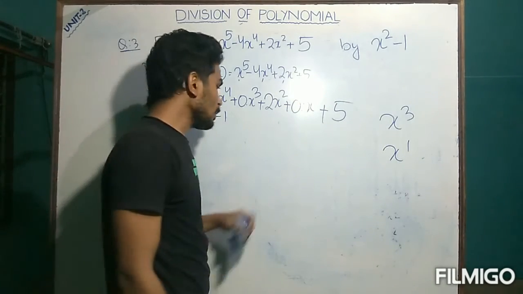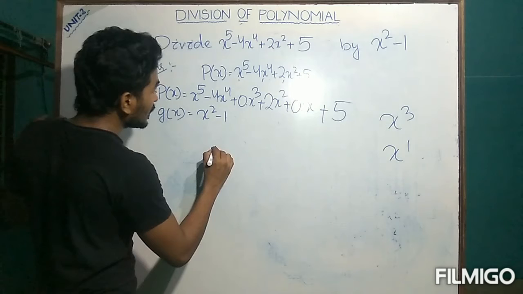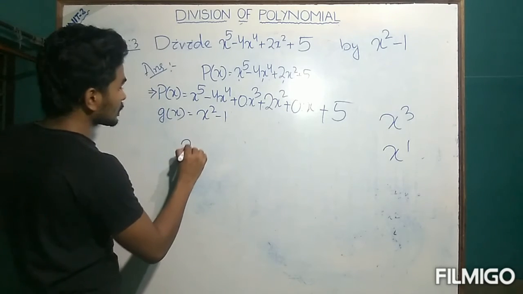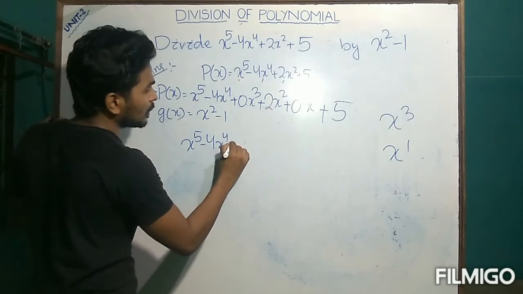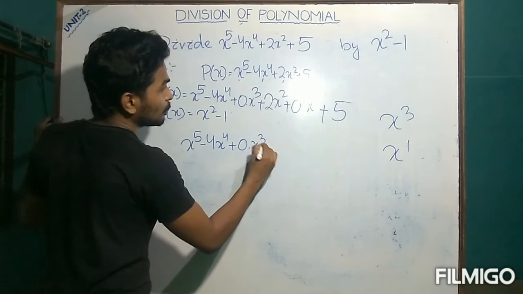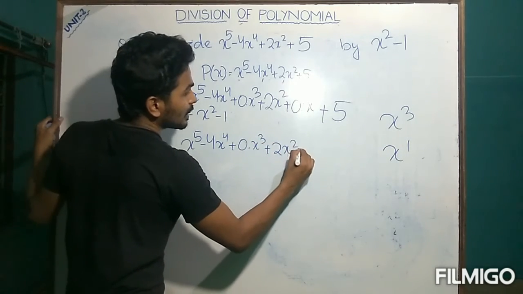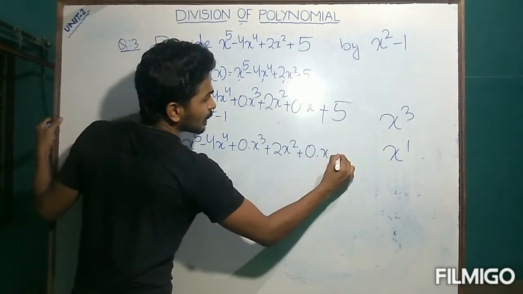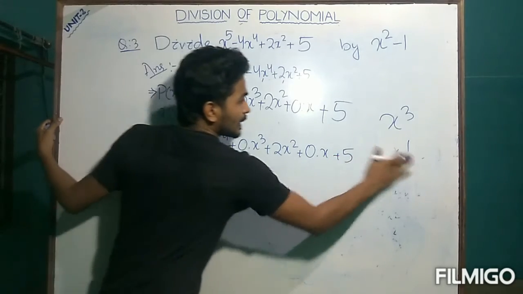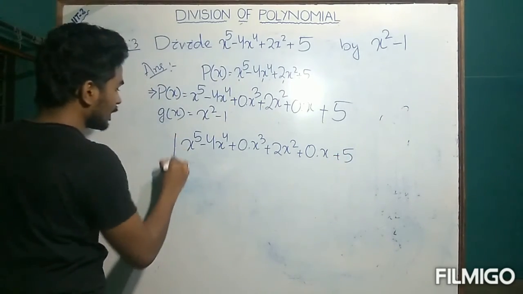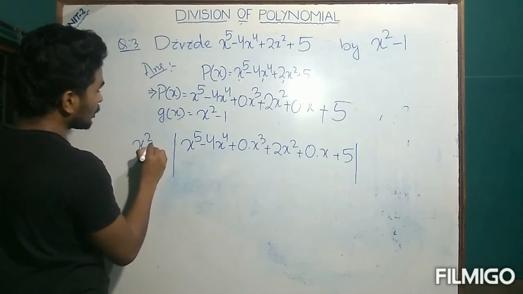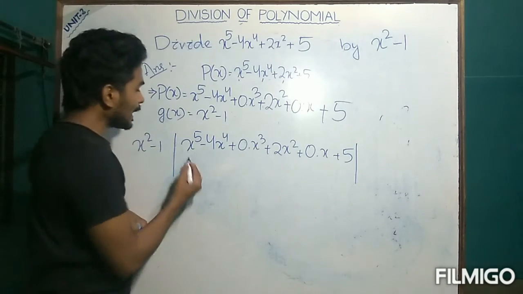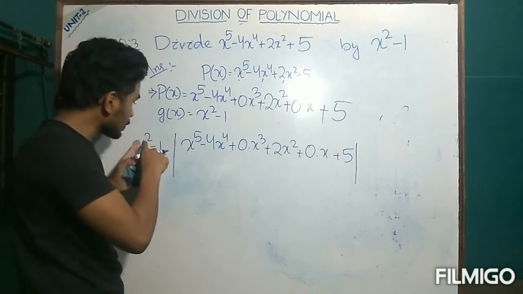Okay. So now let us perform the division. Okay. So x to the power 5 minus 4x to the power 4 plus 0x cube plus 2x square plus 0x plus 5. Okay. This is the dividend. It's divided by x square minus 1. So now we need x to the power 5 here and we have x to the power 2.